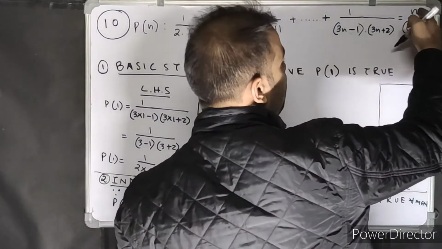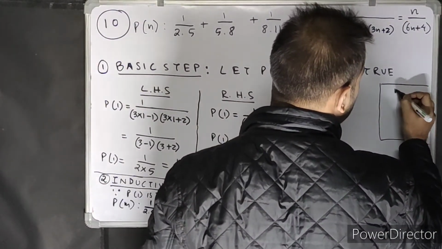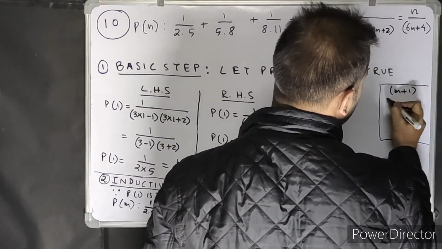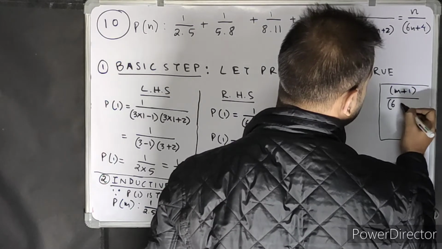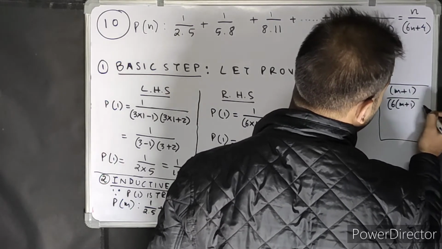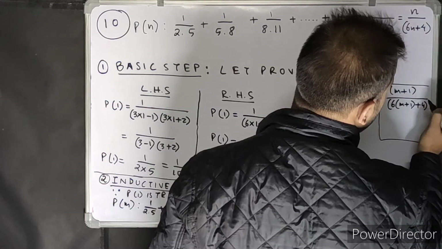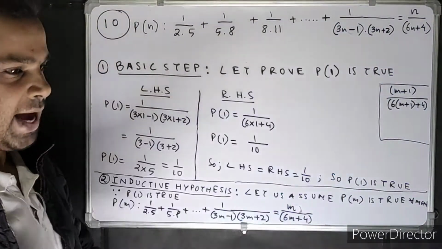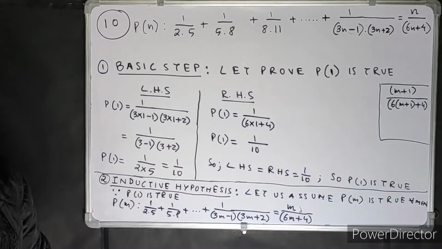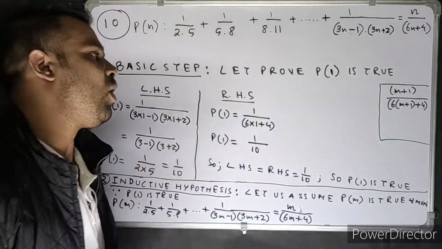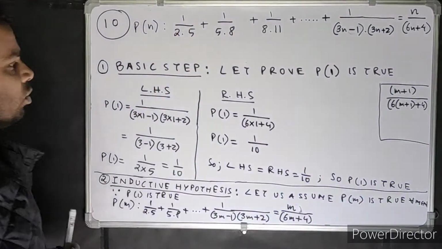So you put m plus 1 in place of n. You write m plus 1 on top, and then down here you write what? 6 times (m plus 1) plus 4. If you want, you can multiply that or leave it like that only. No problem, you can leave it like that, just to see what your RHS will be.